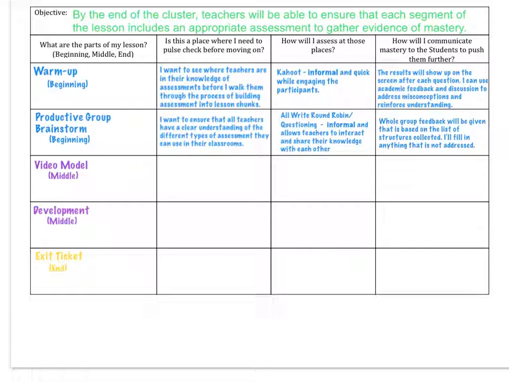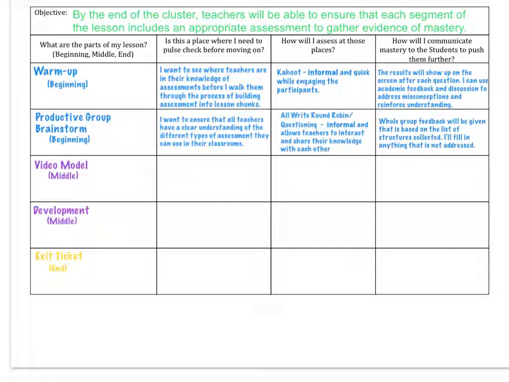Alright, so for the second chunk of my lesson, which is the productive group brainstorm, which is still part of the beginning, how is this a place to pulse check? Well, I have now established what assessment is in the previous chunk, but now I want to ensure that all teachers have a clear understanding of the different types of assessments that they can use in their classroom. So the process that I'm going to use is an all-write round robin, but also the questioning.